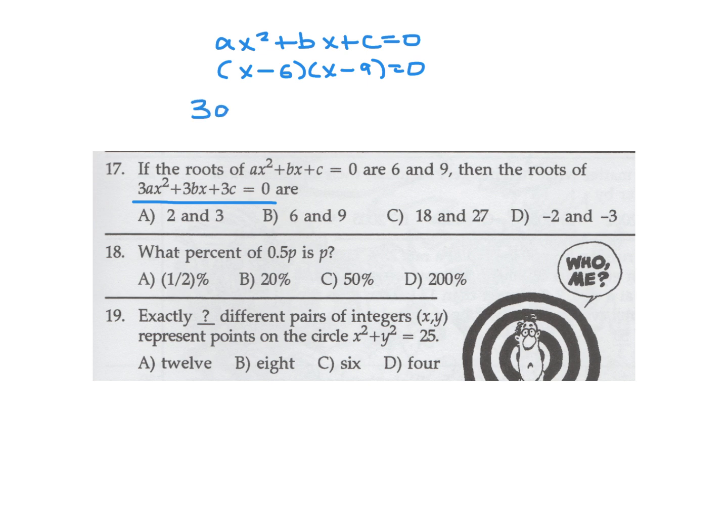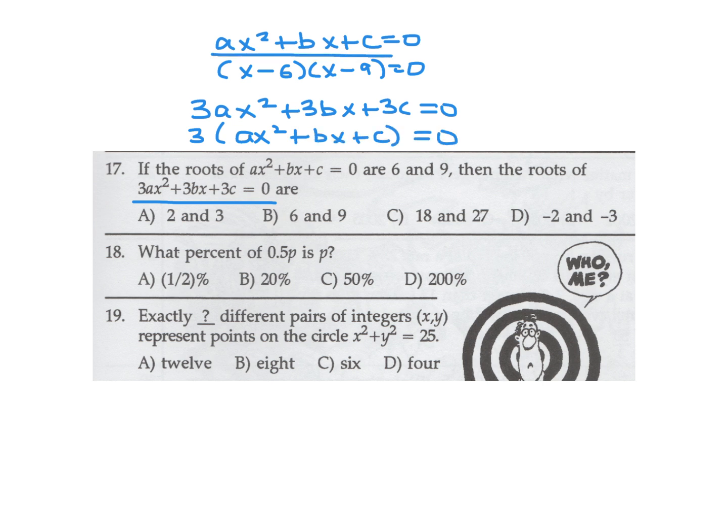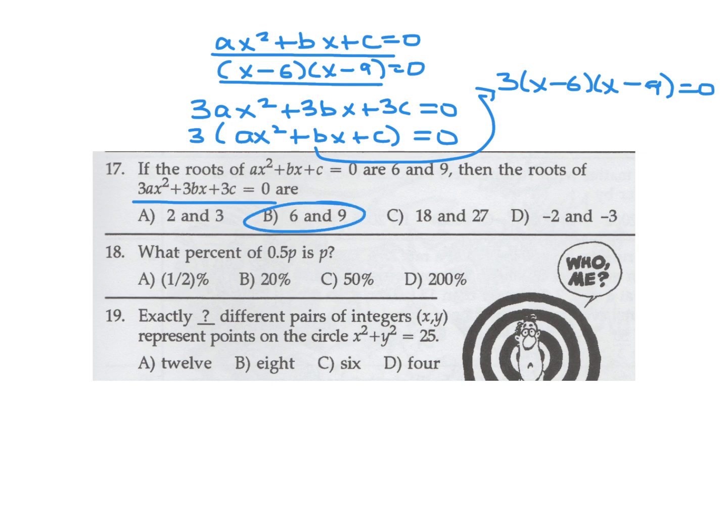If I look at this, I can clearly see that I can factor out a 3. So let's factor out that 3: ax squared plus bx plus c. Well, ax squared plus bx plus c is right here, and that's this guy. So that means that this is the equivalent of 3 times x minus 6 times x minus 9. And this equation has the same roots, 6 and 9. So there you go, 17 is B.